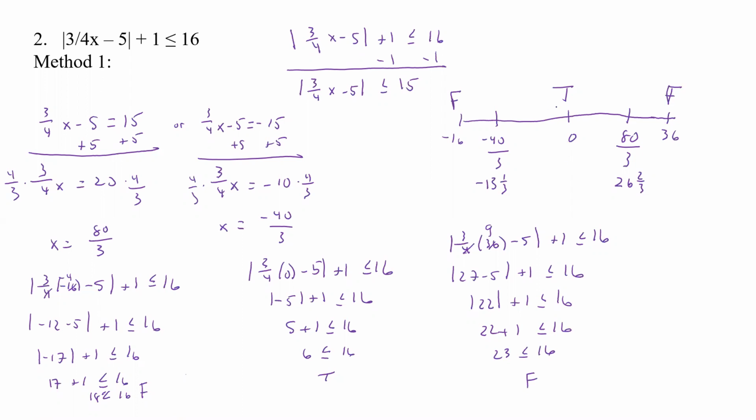And so what is our region that's true? Well, our region is negative 40 over 3, comma, 80 over 3. Okay, and so that would be what our final answer is for method 1. And again, you have to do all this work to do all the tests to make sure each region is working and in the proper order. Now we're going to do method 2 because it's less than or equal to.